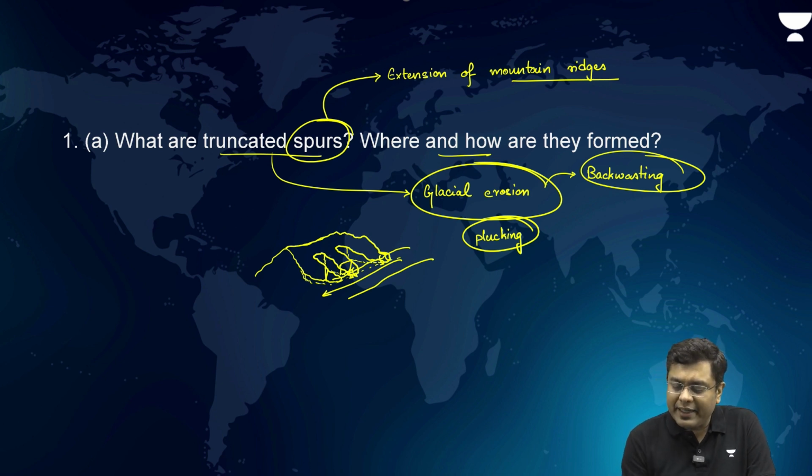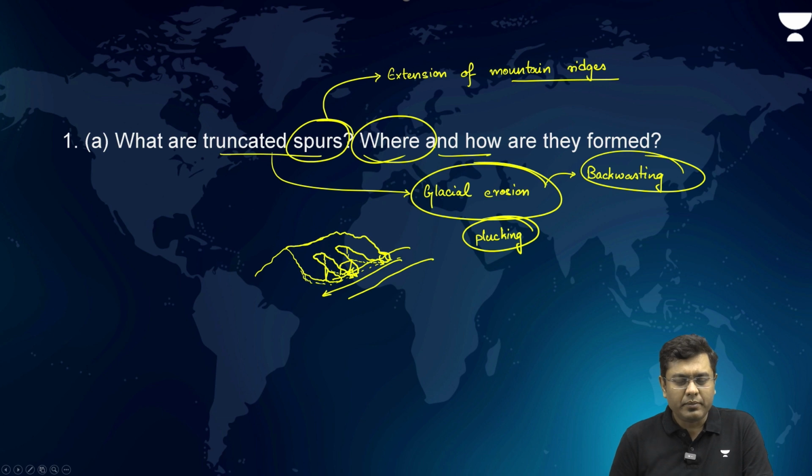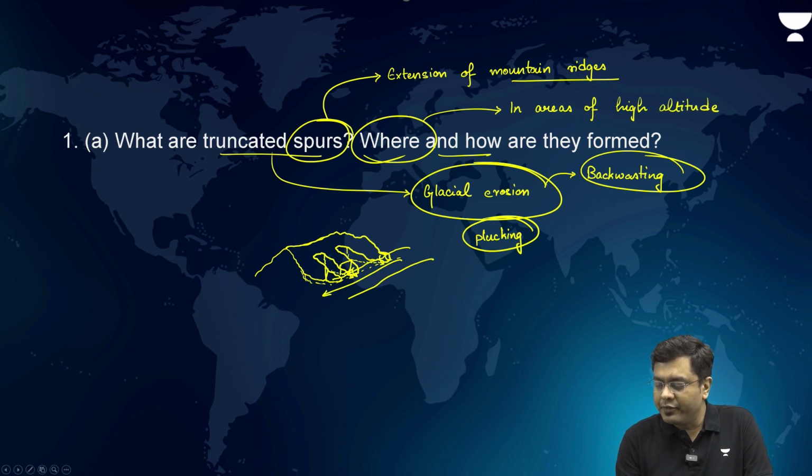So, how are they? First of all, where are they formed? So, these are formed in areas of high altitude. Why? Because that is where you will have the glacial action and the glacial erosion taking place.